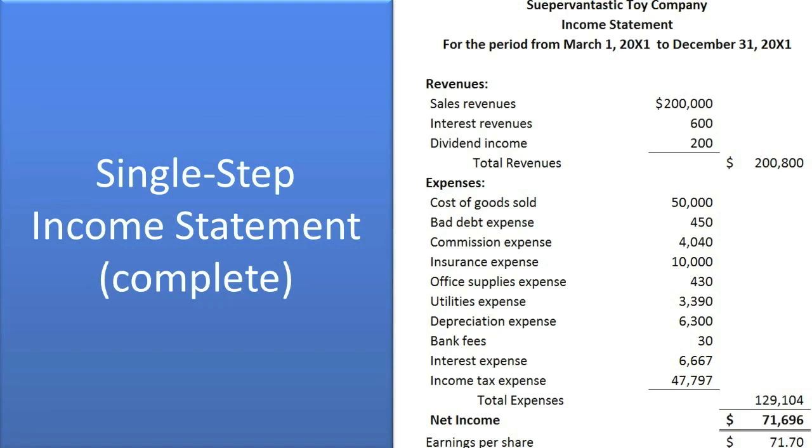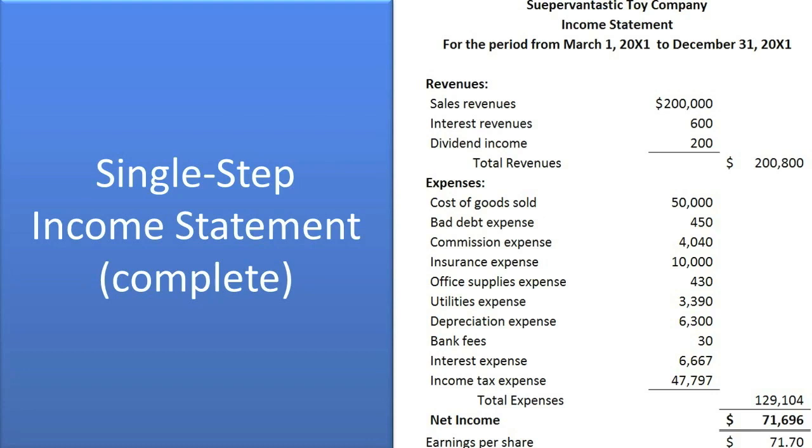This is the single-step income statement. You title it with the name of the company, name the statement, income statement, you indicate the period. In this case, it's a brand new company which started on March 1st. Normally it would be for the year ended December 31st, but we only started in March, so that'll be our period. I know it's unusual, but I thought you'd at least want to see that.